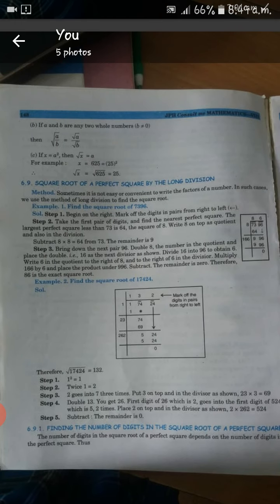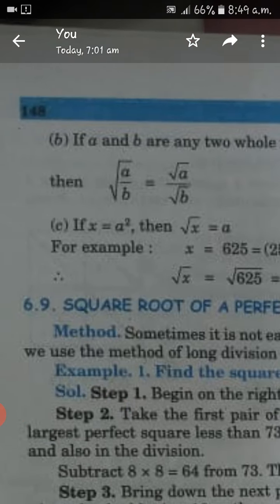Now you see that if A and B are any two whole numbers, then root AB is equal to root A into root B. This is the rule. So the square root of the product of two numbers is the product of the square roots of the individual numbers. Next, if A and B are two whole numbers, the square root of their ratio is equal to the ratio of the square roots of the individual numbers. For example, root of A by B is equal to root A by root B.